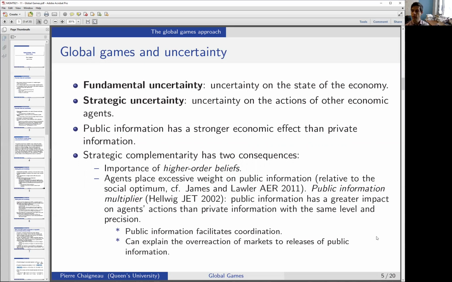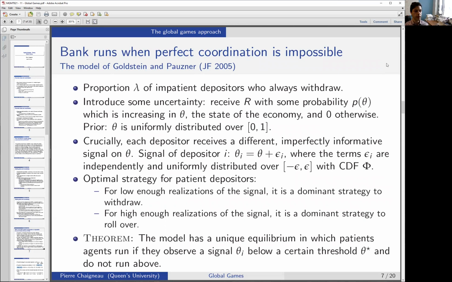Now, why do we care about that? We care about that whenever there is a coordination problem in which my optimal action is going to depend on the actions taken by other economic agents. And so in this case, it becomes very relevant what they are doing. And so it becomes relevant whether I know or not what they are doing. So what we'll do is that we'll study the model of Goldstein and Pauzner. So it is an extension of the model of Diamond and Dybvig, but with a global games methodology. And we'll see how we'll be able to identify the unique equilibrium outcome and to relate it to economic fundamentals.